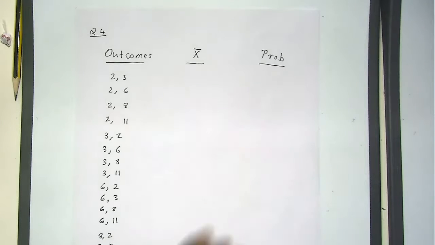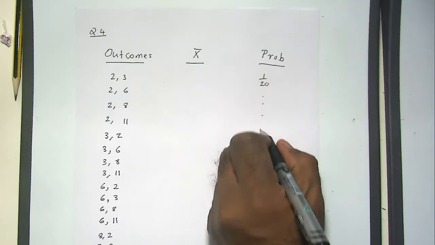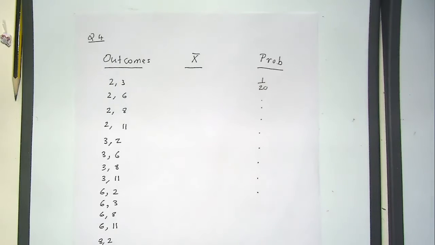So the x bar you can calculate, the probabilities will be 1 over 20 all the way. And the calculations are the same as before. You put the x bar here, the probabilities are all 1 over 20, and you do the same calculations as question 3. Is this variance correct?